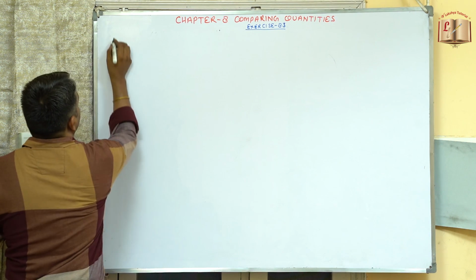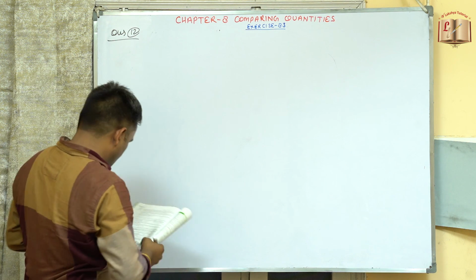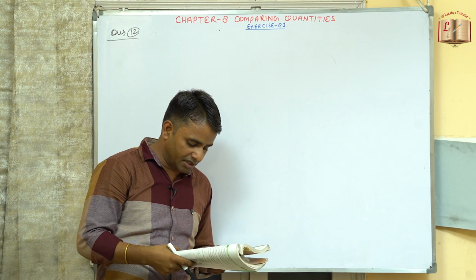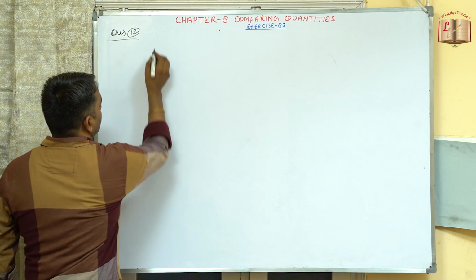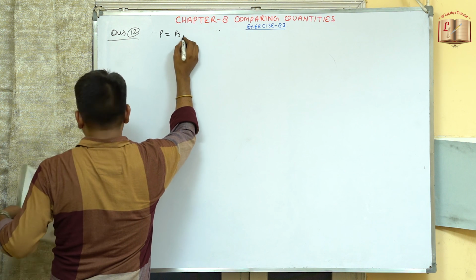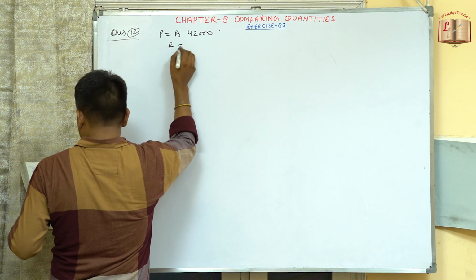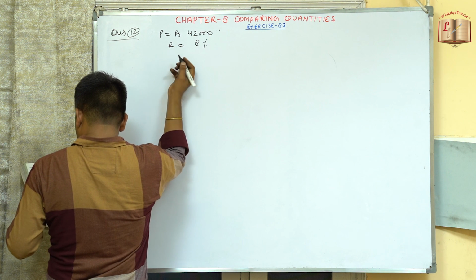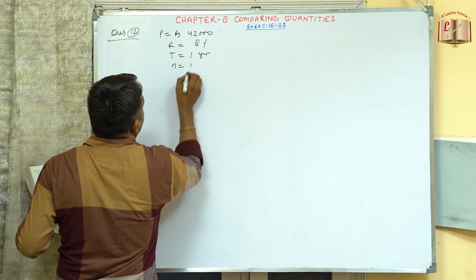So now coming to question number 12. A scooter was bought at rupees 42,000. Its value depreciated at 8% per annum. Find its value after 1 year. So P is already given, rupees 42,000. Rate is already given. This is 8% and time is 1 year. So we got n equals to 1.